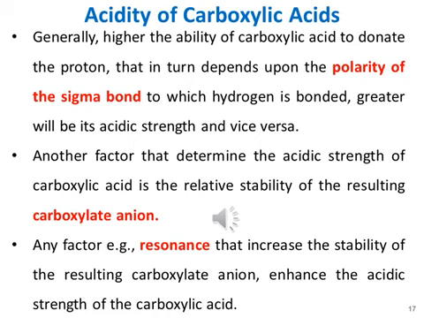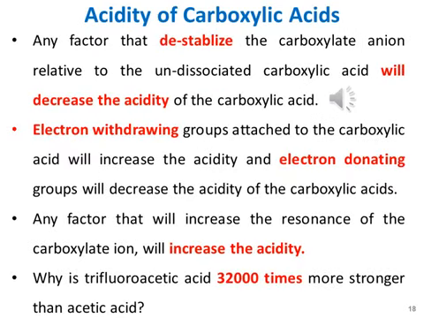Then why not we say that any factor that destabilizes the carboxylate anion relative to the undissociated carboxylic acid will decrease the acidity of the carboxylic acid. Electron withdrawing groups attached to the carboxylic acid will increase the acidity, and electron donating groups will decrease the acidity of the carboxylic acid. Any factor that will increase the resonance of the carboxylate anion will increase the acidic strength of the carboxylic acid. My question is, why is trifluoroacetic acid 32 times stronger than acetic acid?